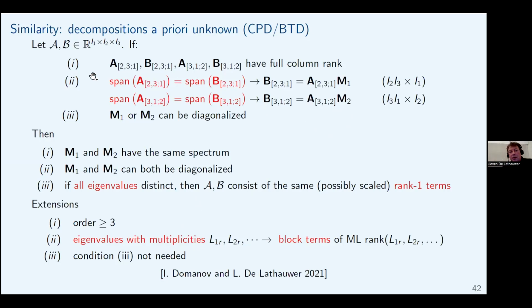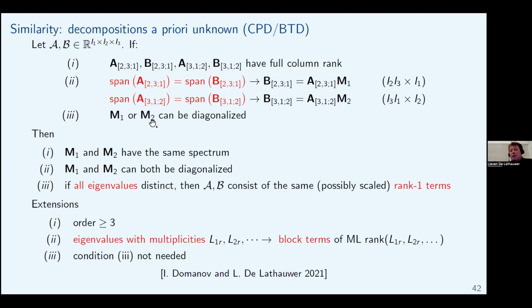So you see here condition 1, matrices having full column rank. That's linear algebra. Condition 2, you need to compare some subspaces. That's canonical angles, that's linear algebra. You need to solve 2 sets of linear equations, solving for M1 and M2. That's linear algebra in least square sense.